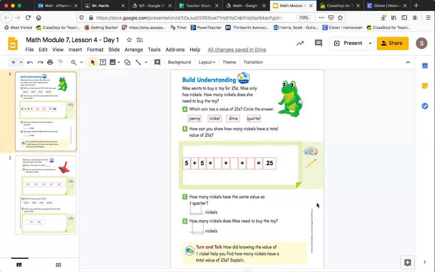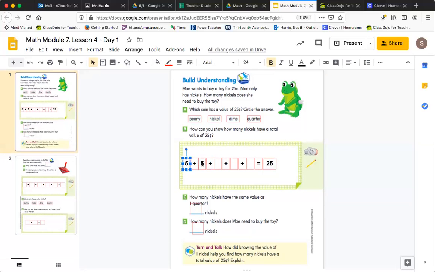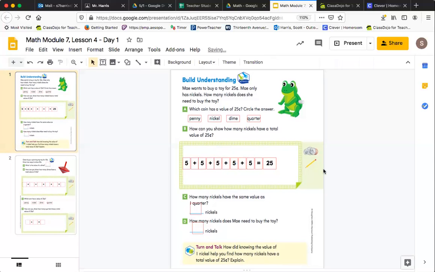Let's count by fives. Count with me first to practice so we know how to do it. Ready? 5, 10, 15, 20, 25, 30, 35, 40. Okay, we know how to count by fives. So let's go until we get to 25. 5 plus 5, 5, 10, 15, 20, 25. Let's see, 5 plus 5 plus 5 plus 5 plus 5 equals 25.